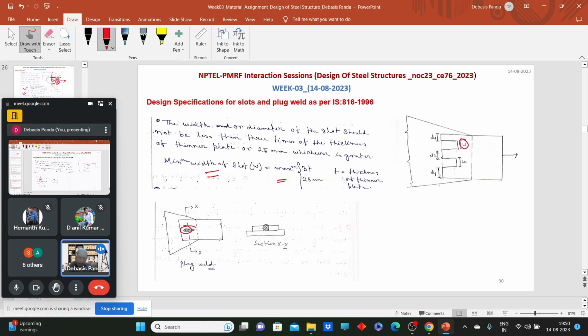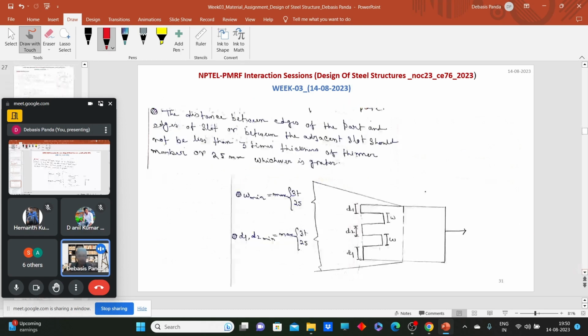Now the next question, what should be the edge distance? That means how close we can provide these slots. For this also, our code says that the minimum distance between two adjacent slots should be equal to the maximum of 3T or 25 mm. So while designing this kind of welded joint, we need to keep in mind the minimum width of these slots and the minimum distance, so that we can provide the number of slots required to cater the extra length.